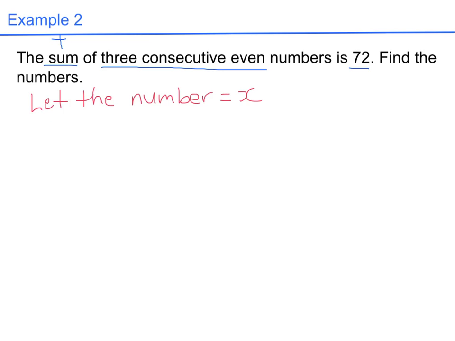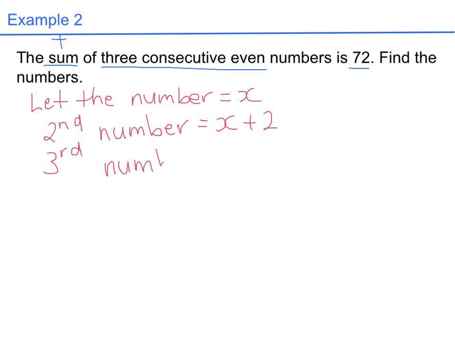So we know that the second number in our sequence would have to be 2 more than that, which would give me x plus 2. And the third number, the final number in our consecutive sequence, would have to be 2 more than that again. So x plus 2 plus another 2 gives us a total of x plus 4.